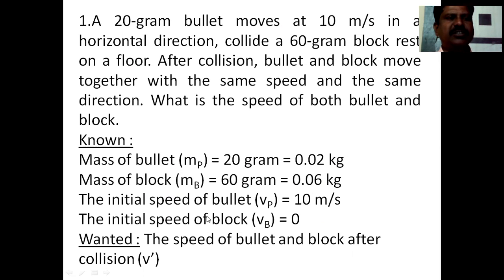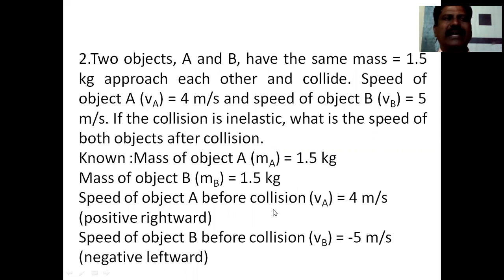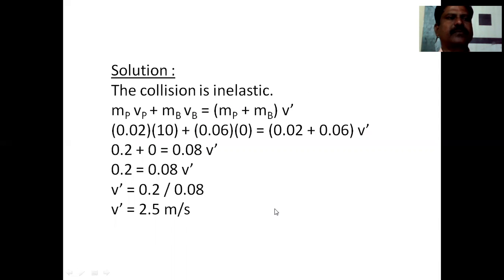Next, the initial speed of the bullet is 10 meters per second. The initial speed of the block, which is at rest, is 0. Next, the speed of the bullet and block after the collision, those two things we want to calculate. Here, this is an inelastic collision.